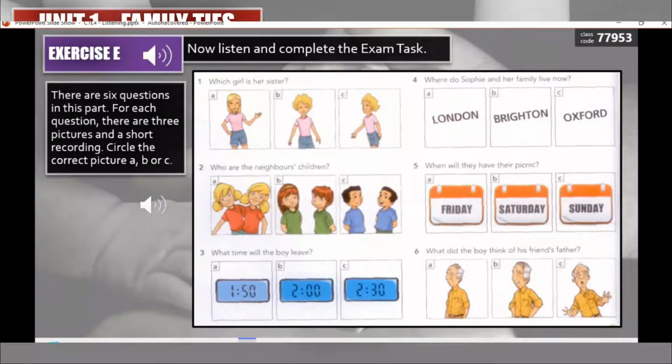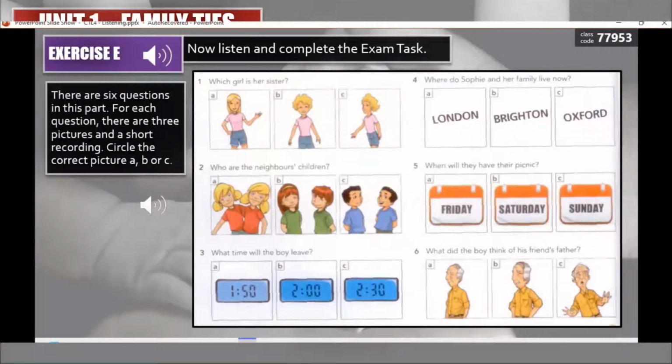1. Which girl is her sister? Here they come now. Is your sister the one with the short hair? No, my sister's got long, straight hair. Is she wearing shorts? Yes, that's her.